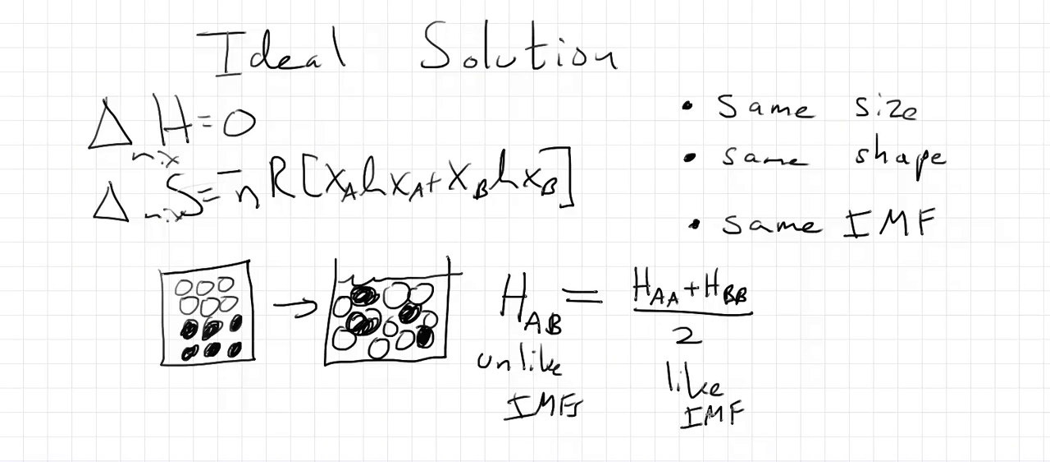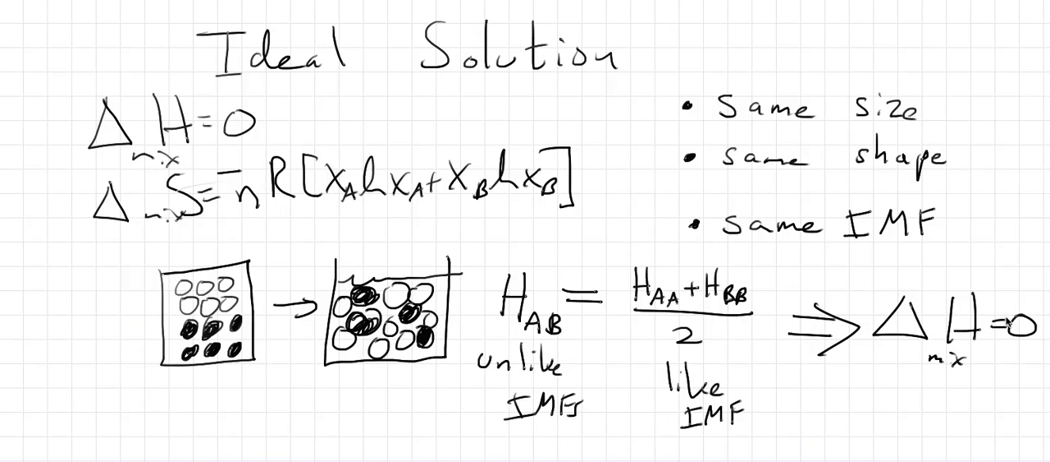This is the self IMFs, and this is the non-self IMFs, probably a better way of saying it. Well, if they're exactly equal in strength, you don't gain or lose enthalpy when you go from mixed to unmixed or vice versa. And if that's true, then it must be that delta H of mixing is equal to 0. Okay?